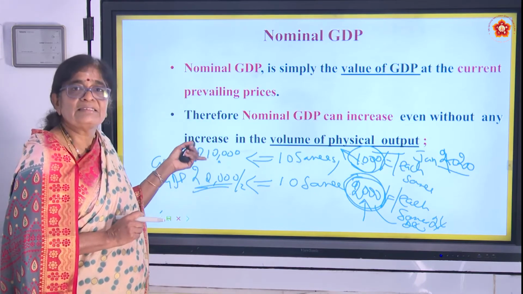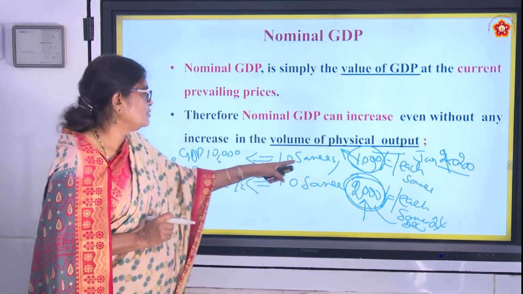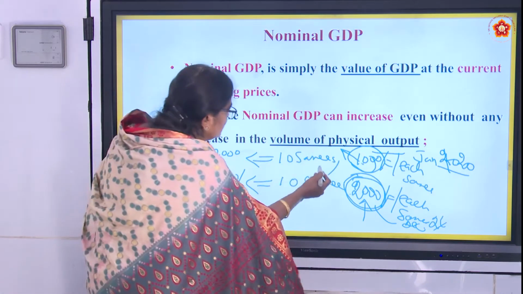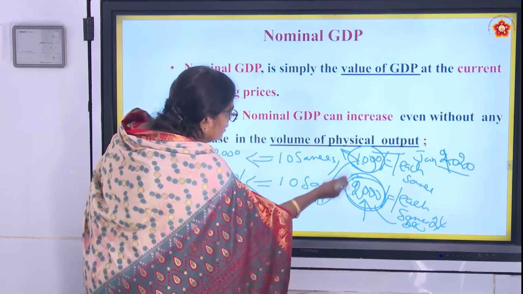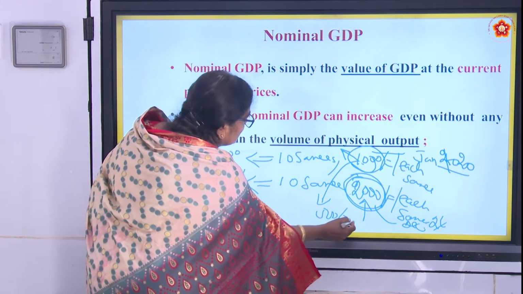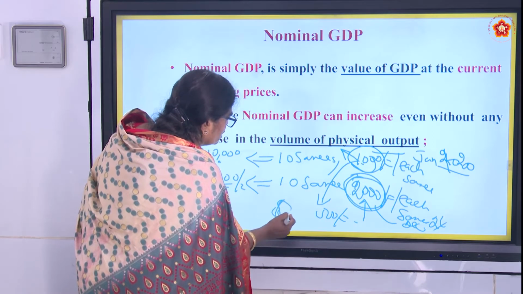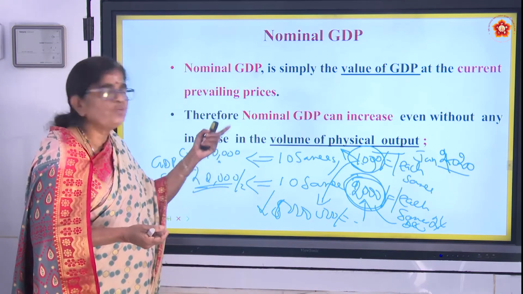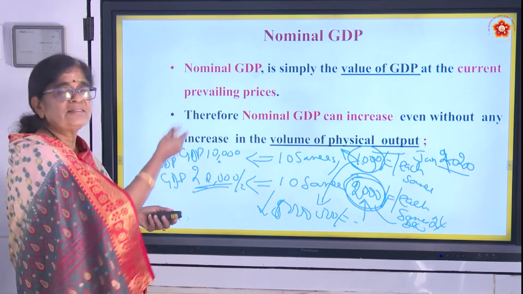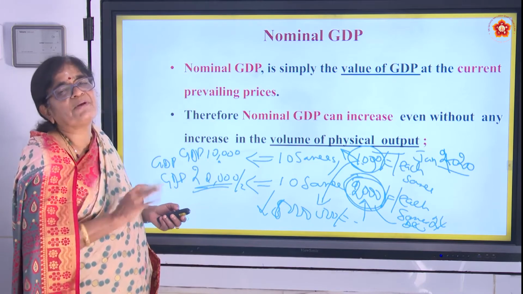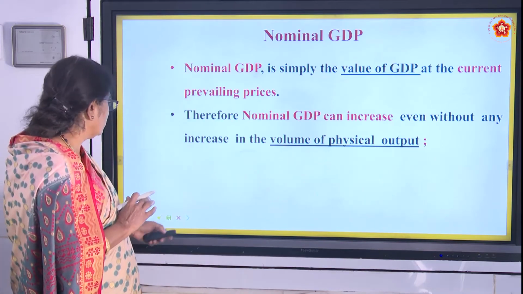When price decreases, GDP decreases. For instance, if it declines to 500 rupees, it means 500 per sari, then the GDP will be only 5,000. Therefore, an increase or a decrease in prices both affects nominal GDP, where we use only the current prevailing price. I hope you are clear about it.